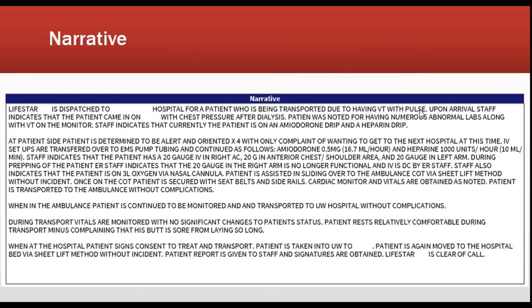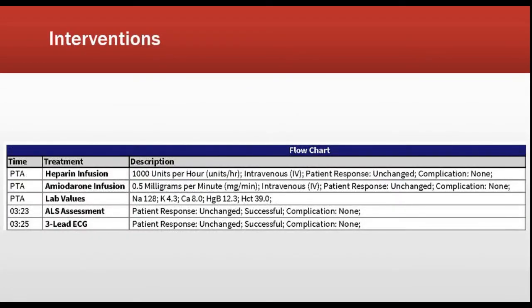Here's the narrative, and we have the fact that the transfer of care report had VTAC with a pulse. The patient came in with chest pressure after dialysis, and the patient was noted for having numerous abnormal labs. Abnormal labs is another thing that's different in EMS than it is in nursing, because anything that's outside of the normal range, they immediately mark as abnormal lab, and they start ticking off the number of abnormal labs, and they get more and more worked up over them.